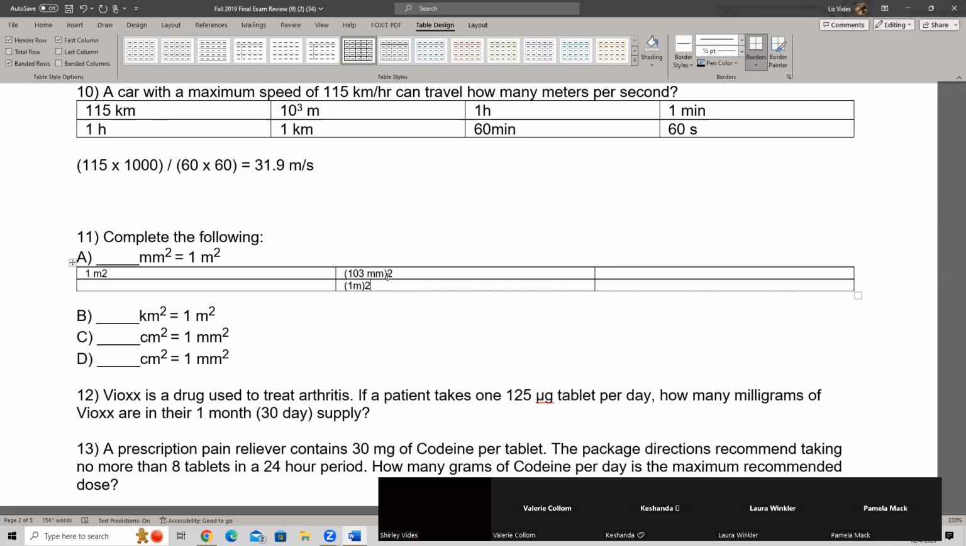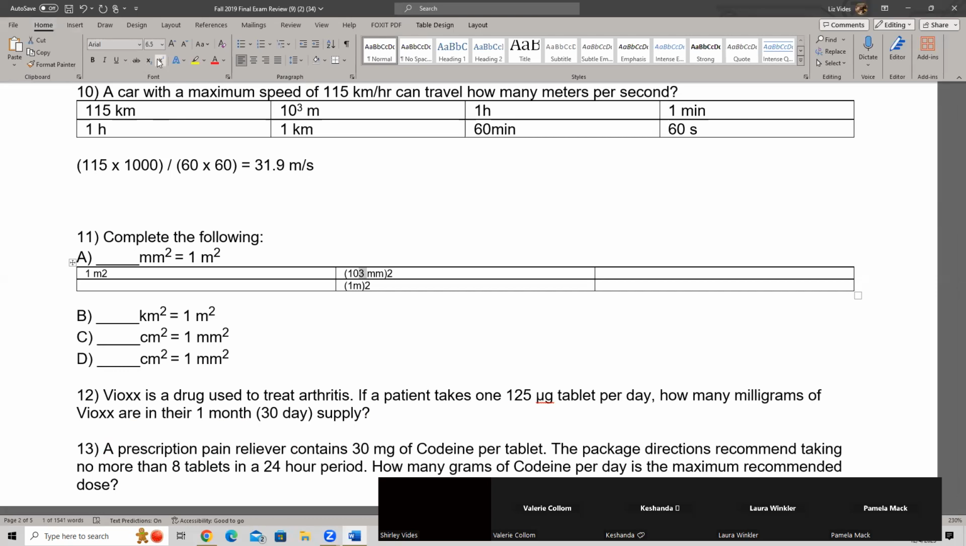Why do we square? Remember, there is no conversion to the direct square like this. So what you have to do is square your conversion factors, like what we're doing right now. And if you square your conversion factors, you have to remember that rule about the multiplication, right? So 10 to the 3rd times 2 is 10 to the 6th. And that is millimeters squared. See, now we have the right conversion factor.